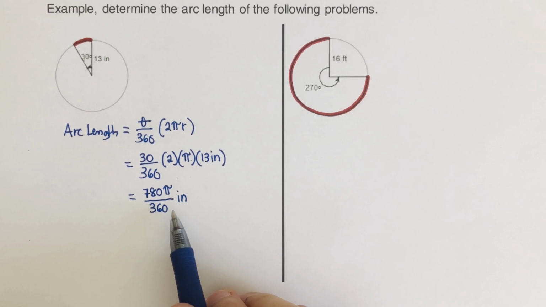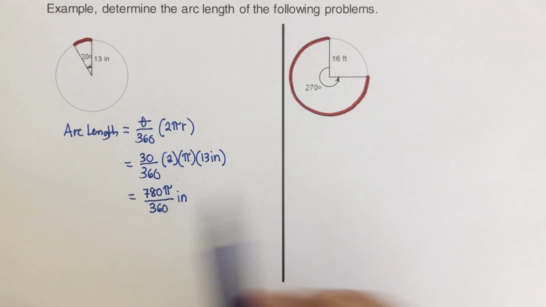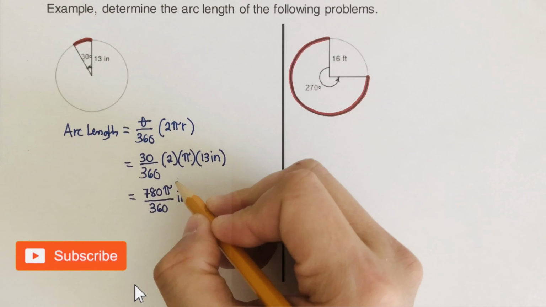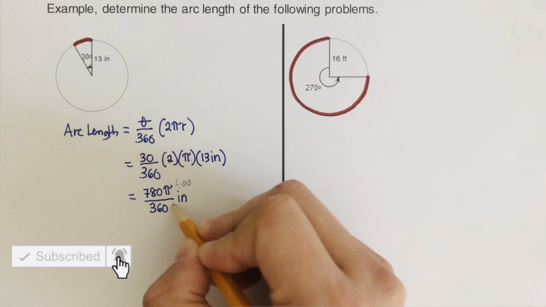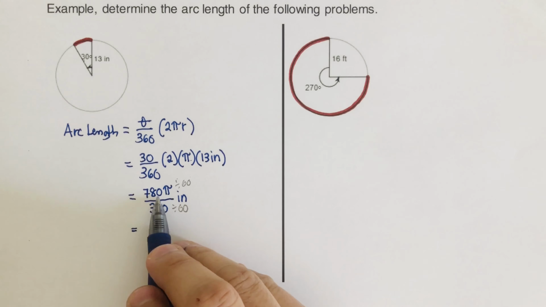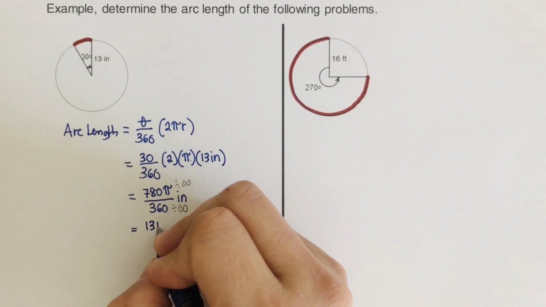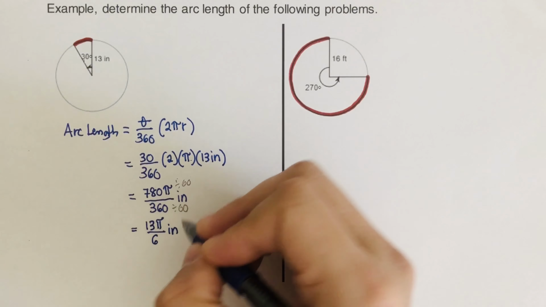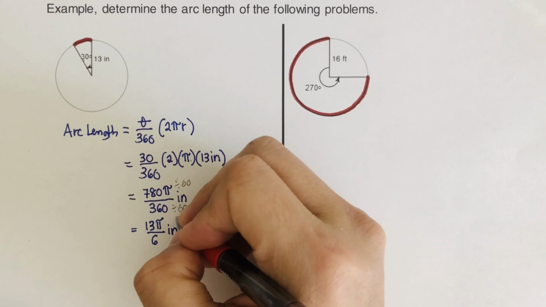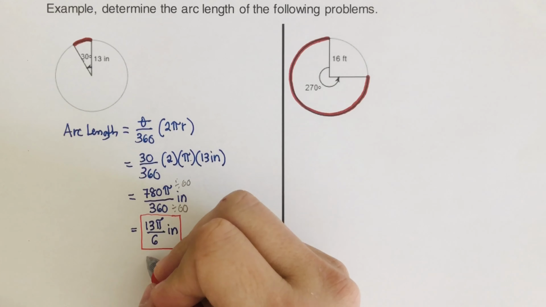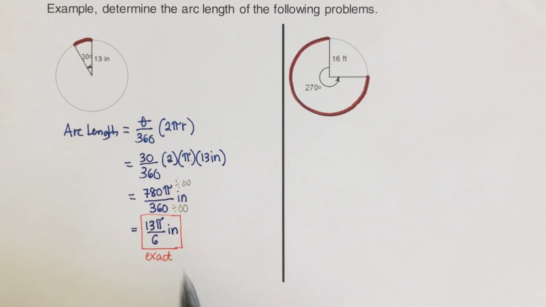Then from here, we are going to reduce this to lowest terms. Both of these are divisible by 60. So we can divide this by 60 and we can divide this by 60 so that we are left with 13 pi over 6. And the unit here is inch. And so this is our arc length. We will label this as the exact measure, exact because we did not round it off; we keep the pi.